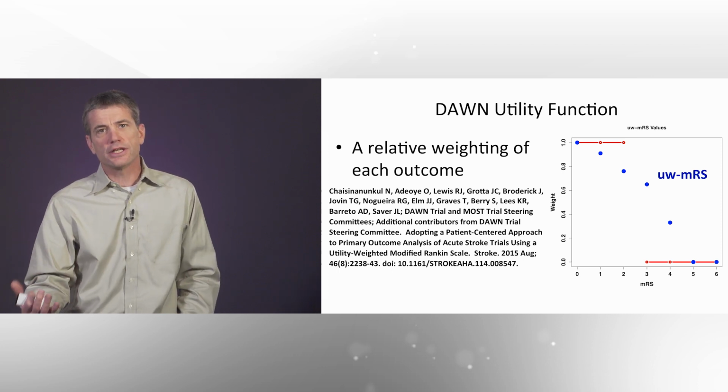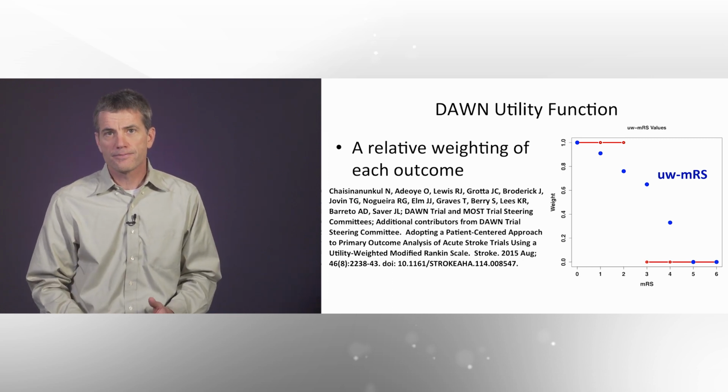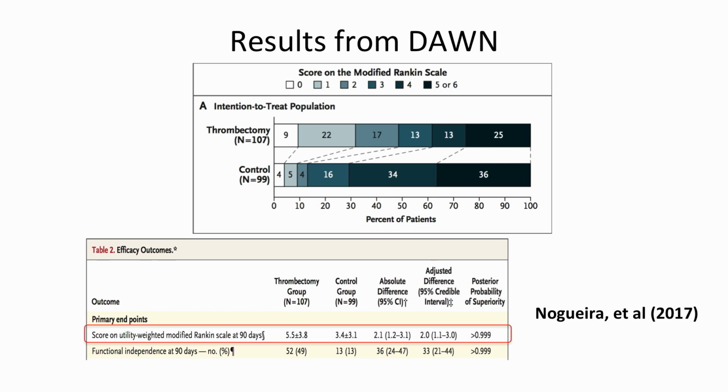This is the utility that was used in the Dawn trial for analyses. The Dawn trial ended, it stopped for success early in the trial. It never enriched, so it kept enrolling the large population. You can see here both this figure and table from the publication of the paper show you the data. It shows the relative number of 0s through 6s on the active device arm and the control arm.